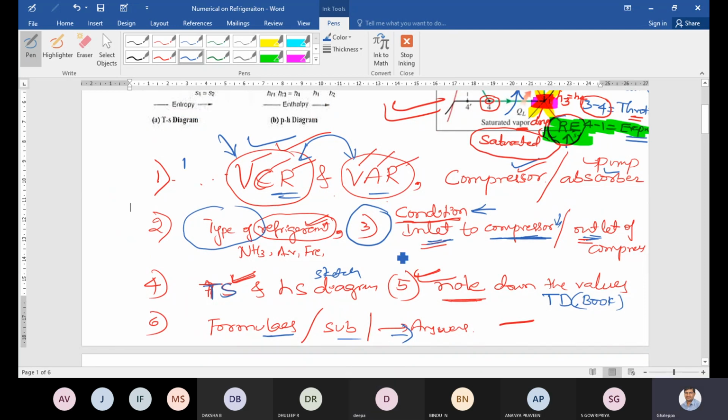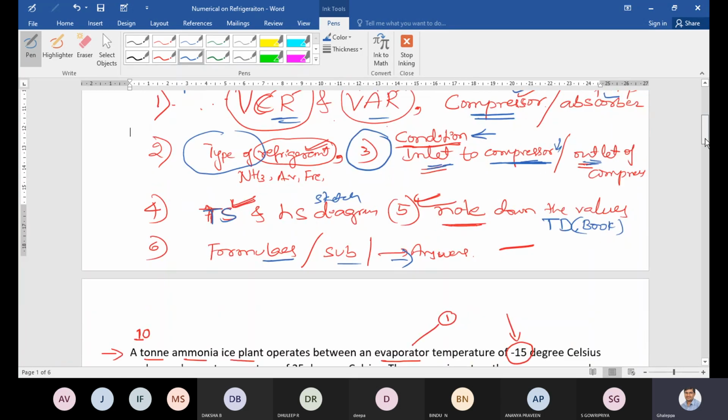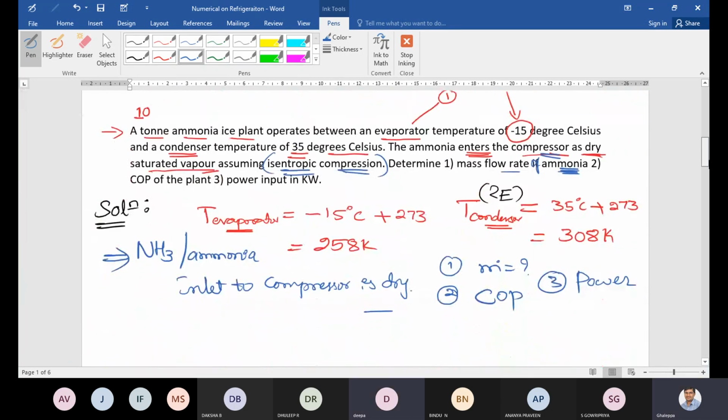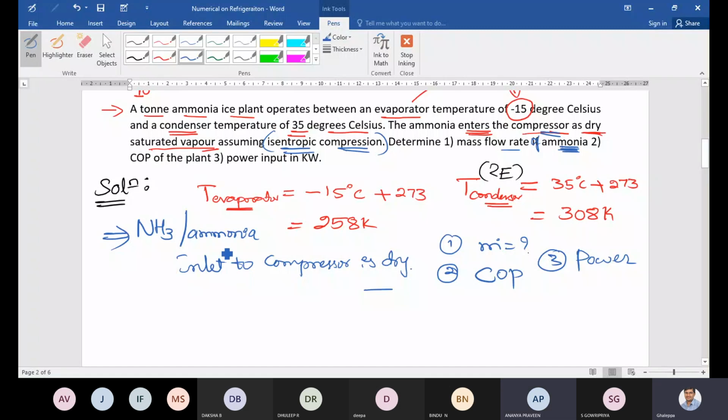VCR. Why is it VCR? Why not VAR? Because the compressor is given. Yes, the compressor is given, so we have identified that. Very good. What is the second step? Type of refrigerant. Have you identified the type of refrigerant? Which one is given? Ammonia. Yes, ammonia. So the second step is also done. Very good. Correct.